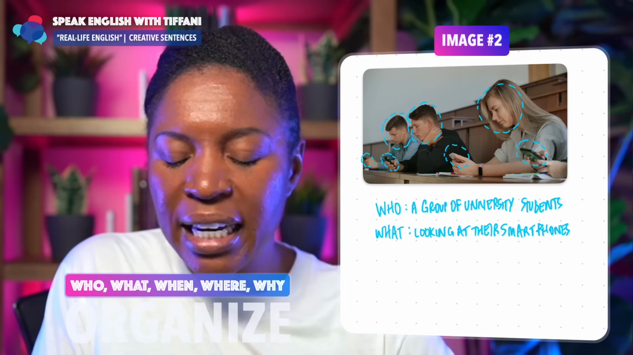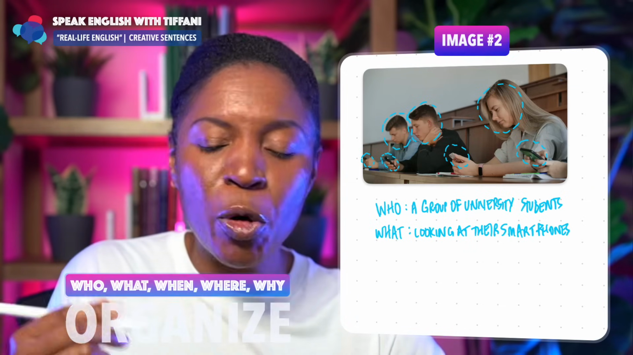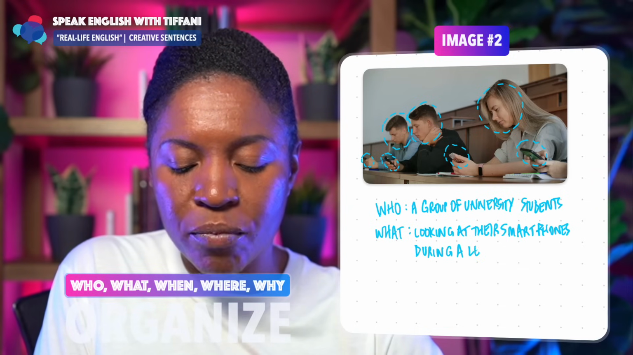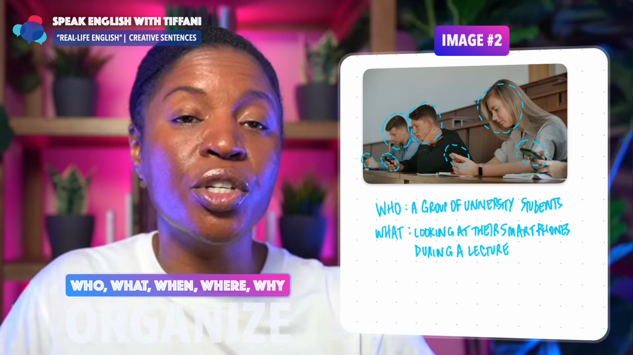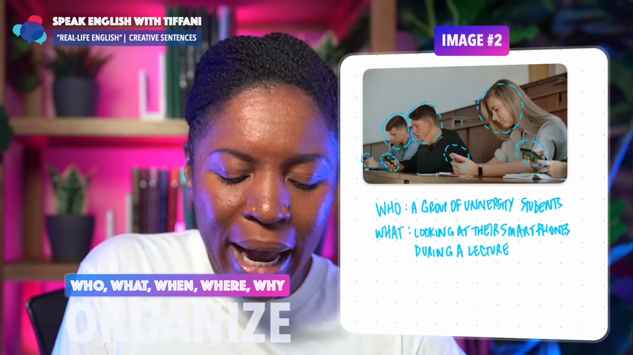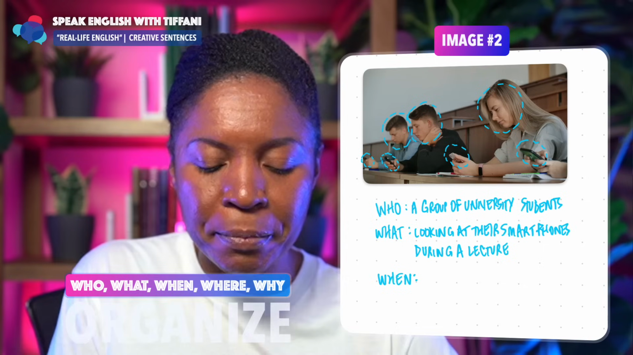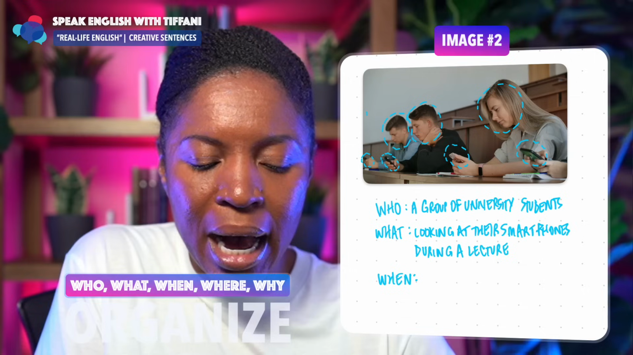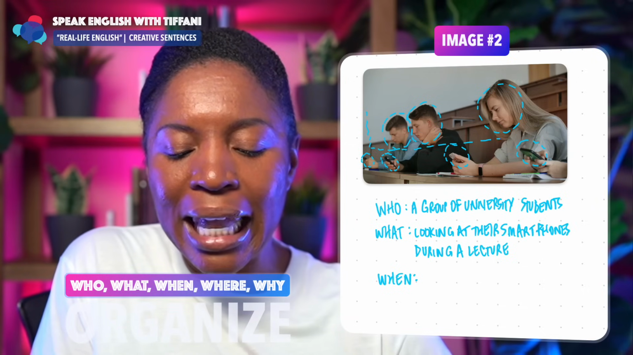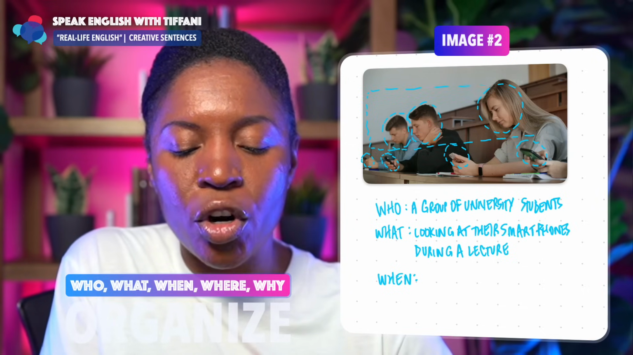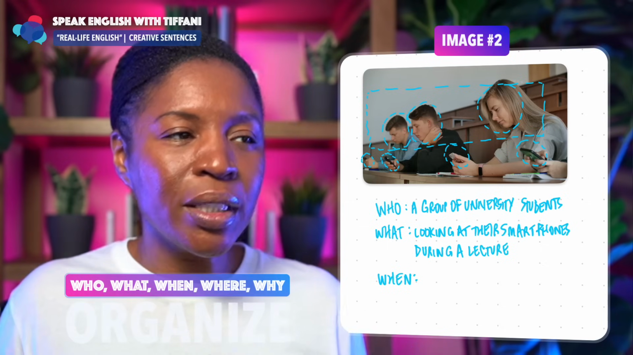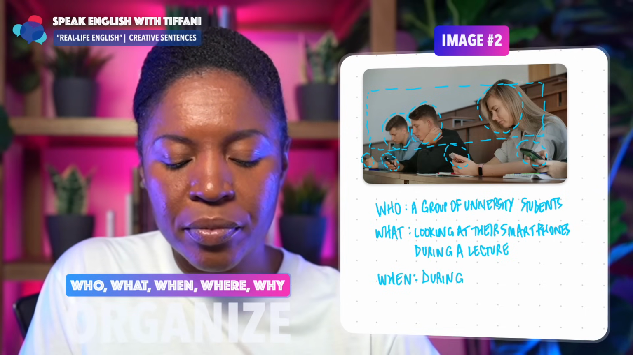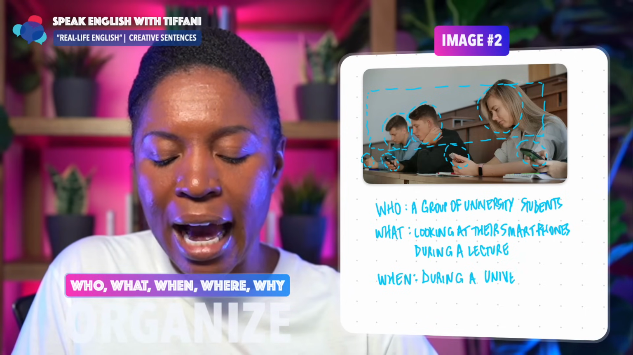Now remember, what we're doing together here, you can do at home as well, getting multiple pictures and then writing down the 5 W's. You can think creatively, all right? Looking at their smartphones during a lecture. Now when is this happening? Well, remember we said a group of university students. It looks like they are possibly in class, all right? It looks like it's during a class. So I'm going to say during a university class to answer the when.